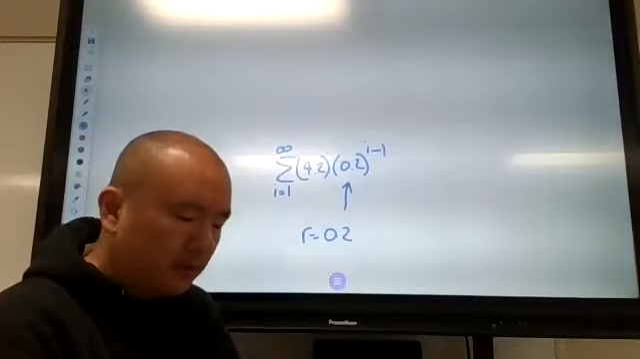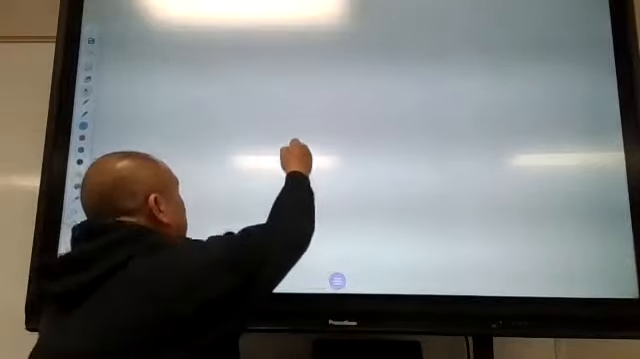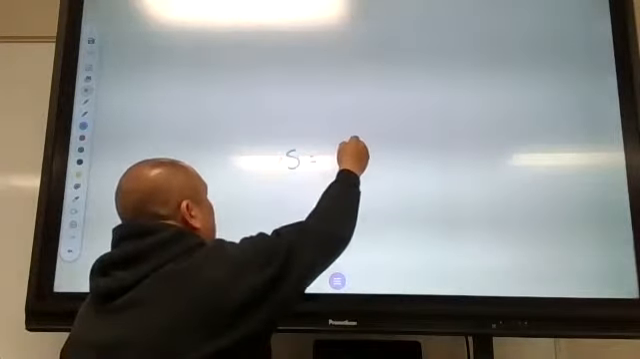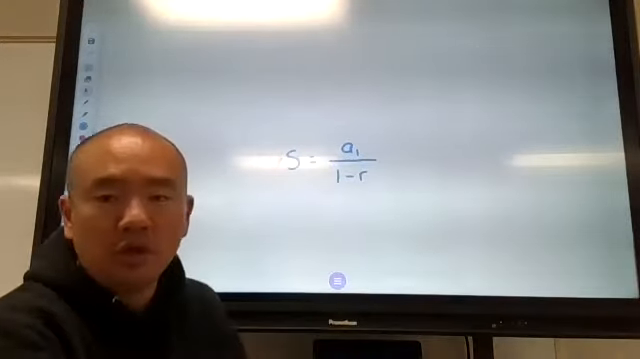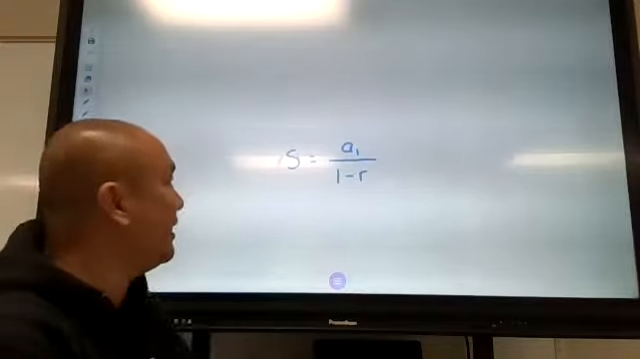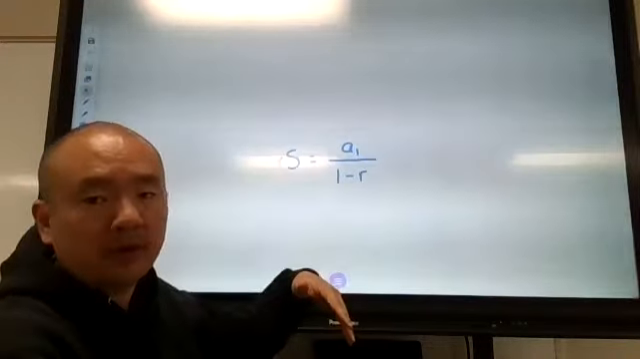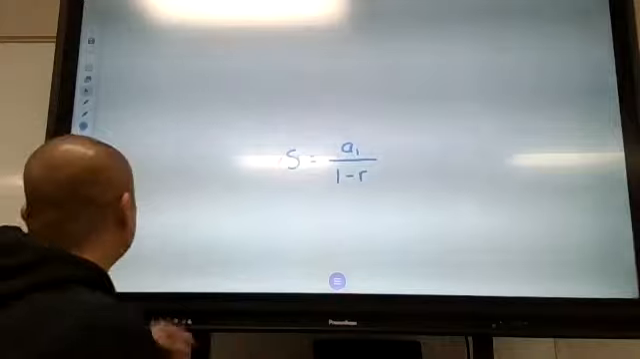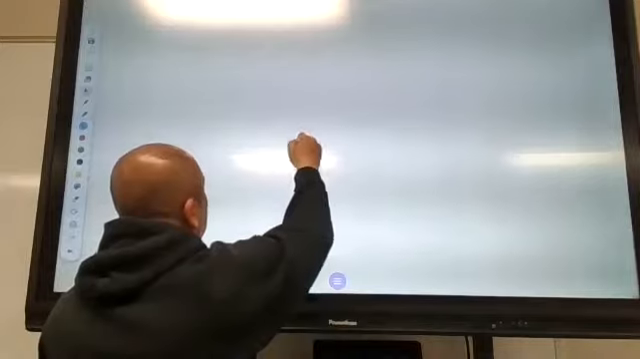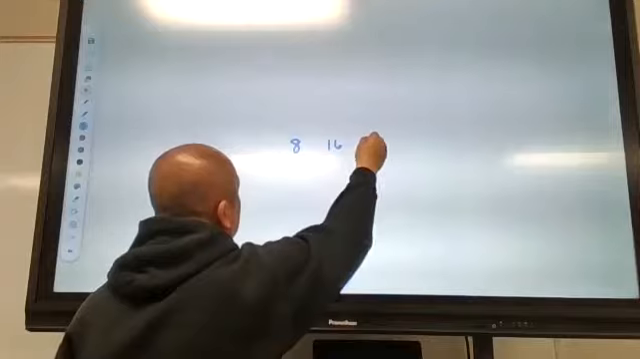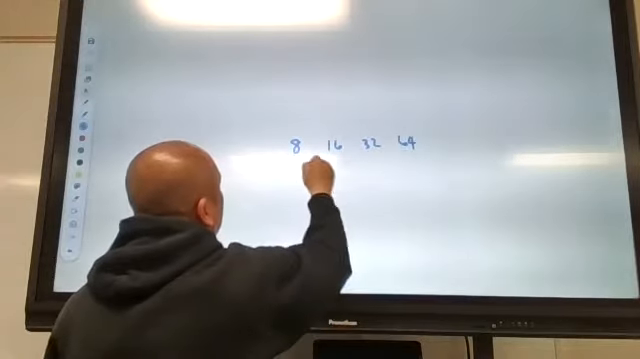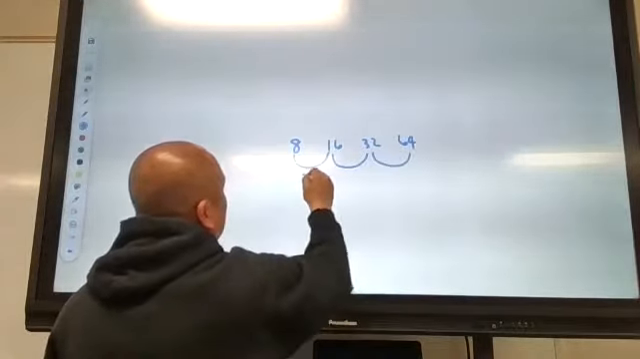Now starting from number 13, you have to use this formula: S is equal to a1, the first term, over 1 minus r. This is a huge formula. This is the sum of geometric sequences now. When you have a geometric sequence, let's say you have 8, the one we did before, and then you multiply by 2: 16, then 32, and then 64. You see how you're multiplying by 2 here.